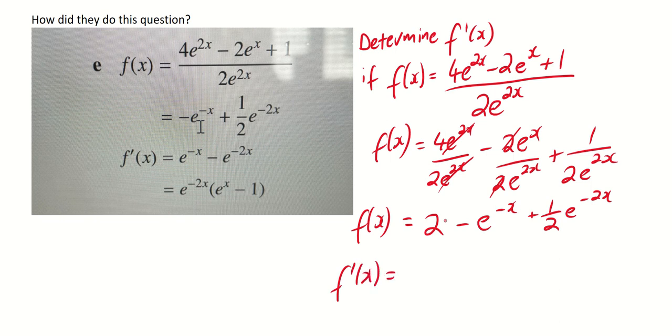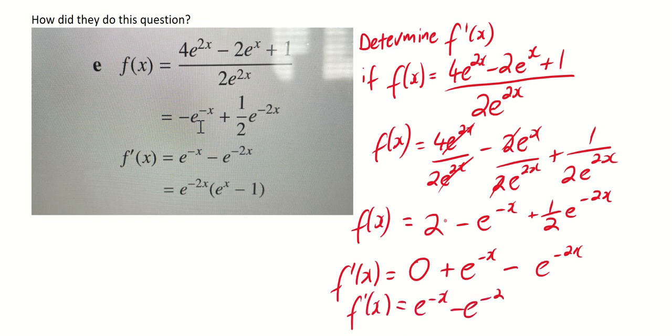Differentiation of a constant is 0. Differentiate this guy, so it stays as e to the power negative x, and multiply by negative 1 for chain rule, which will give me a positive. And do the same thing here, so it stays as e to the power minus 2x, and multiplication by negative 2 will give me negative 2 times positive half, which is negative 1. So you'll see that this derivative is effectively the same as the one that the textbook got. Exactly the same as here.